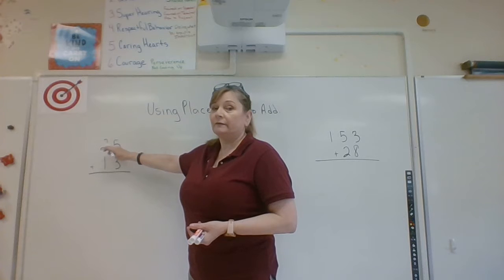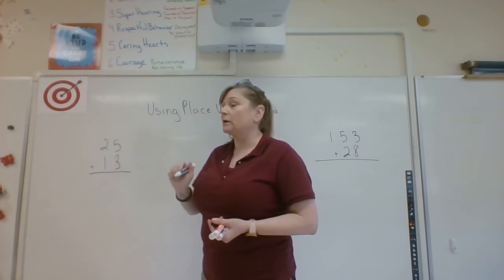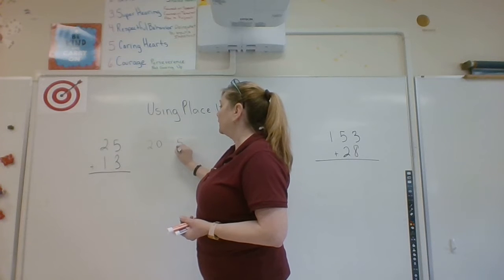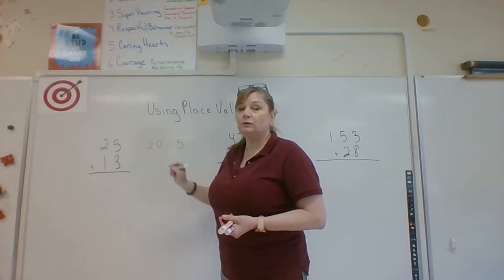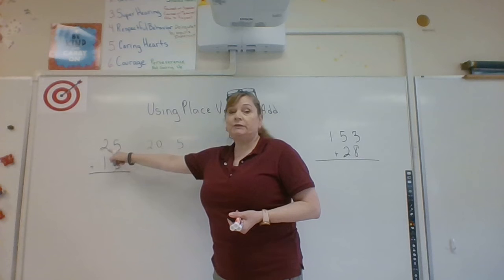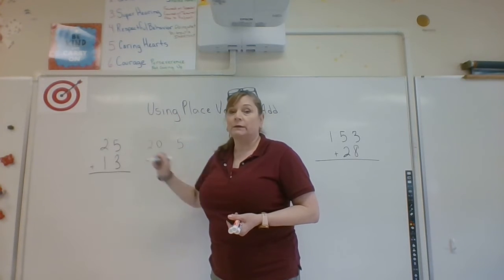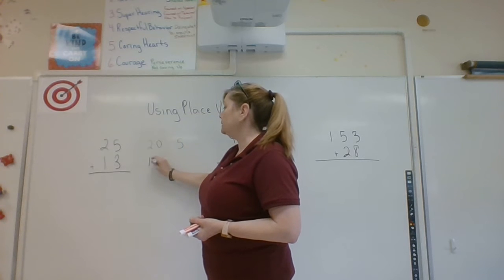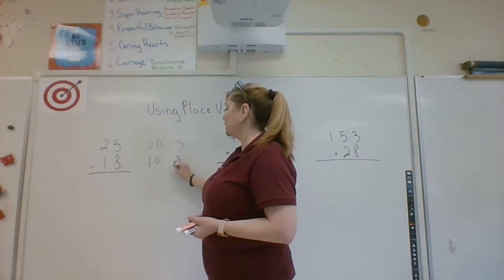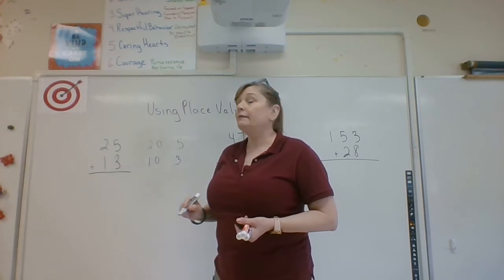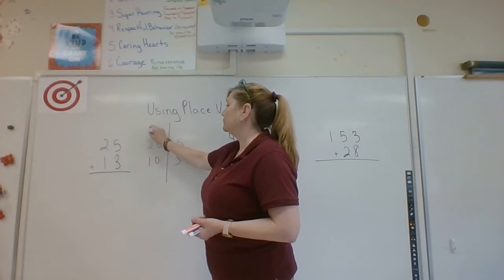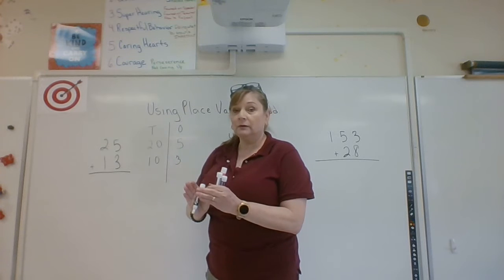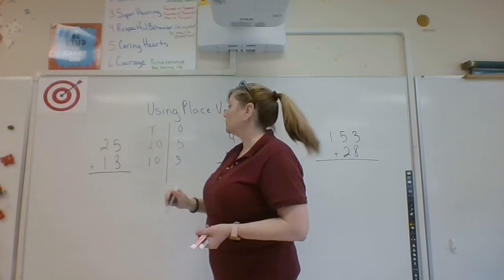So 25 has two place values, a tens and a ones, and it is a 20 and a 5. The 5 is in the ones place, the 20 is the tens place. There's two tens and five ones. The 13 is broken into one 10 and three ones. Then the students are asked to add what is alike. So they add the ones together and then they add the tens together.